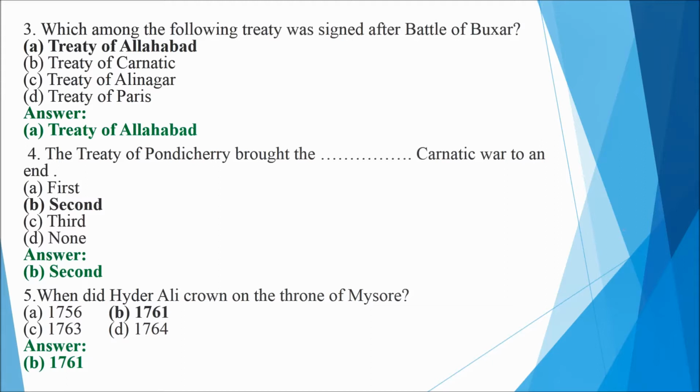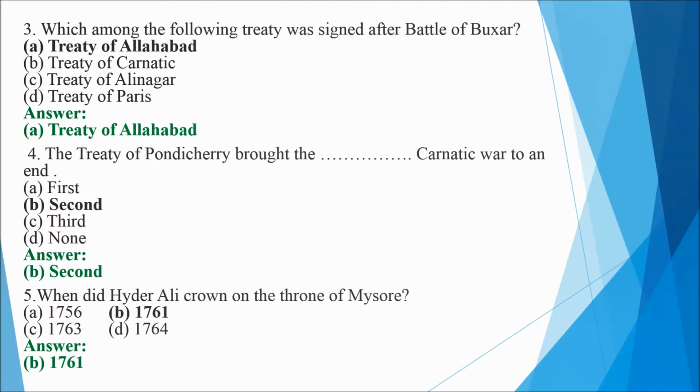Question number 4. The Treaty of Pondicherry brought the dash Carnatic War to an end. Option A. First. Option B. Second. Option C. Third. Option D. None. So the correct answer is option B.